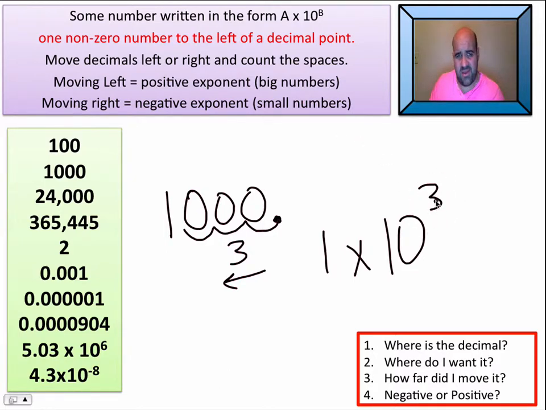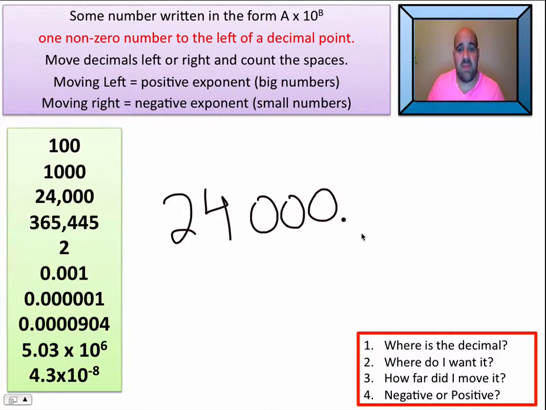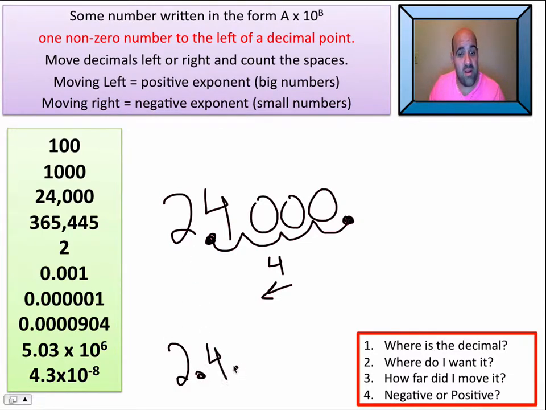And let's try another example, 24,000. Again, I'm going to assume the decimal's here. I want one number that is not 0 to the left of it. So I'm going to move it 1, 2, 3. I have 2 numbers to the left of it that aren't 0. I have to move it one more place for a total of 4 places to the left. And I'm going to write this as 2.4 times 10 to the 4th power.